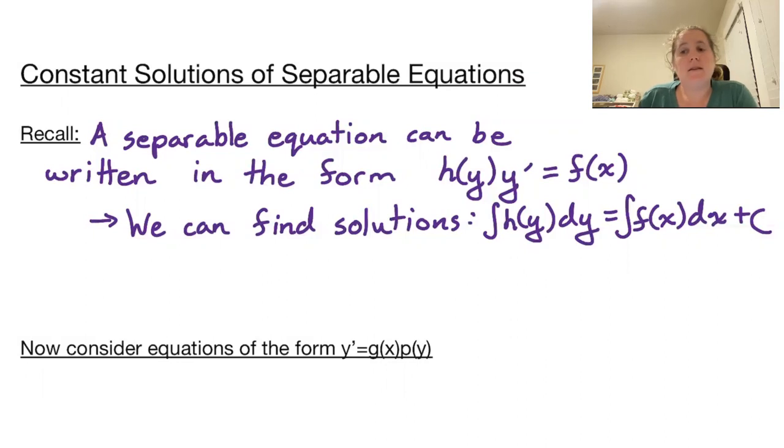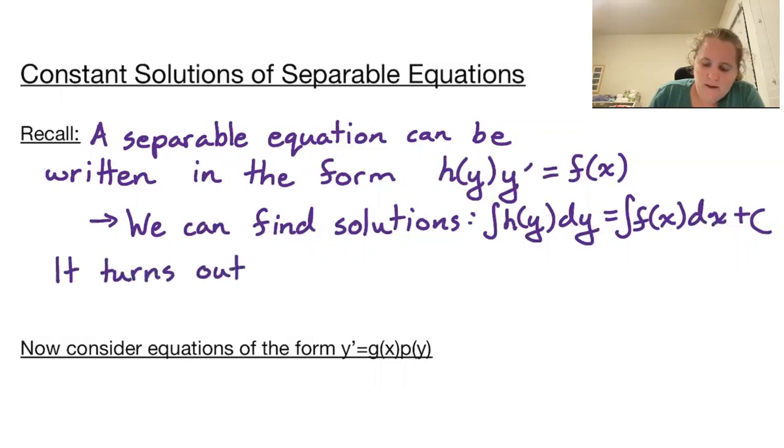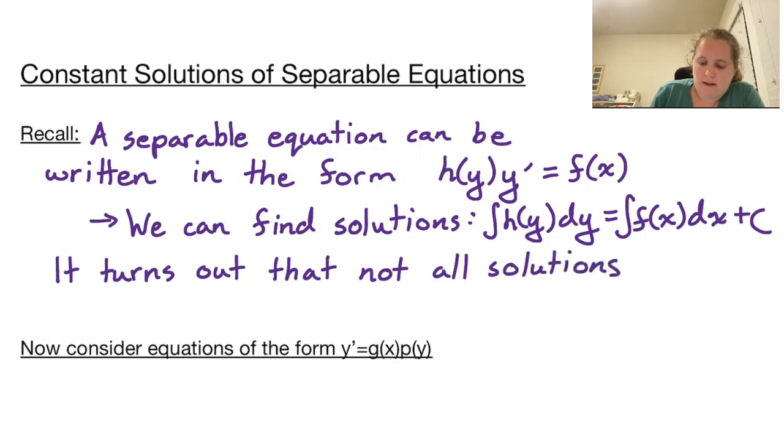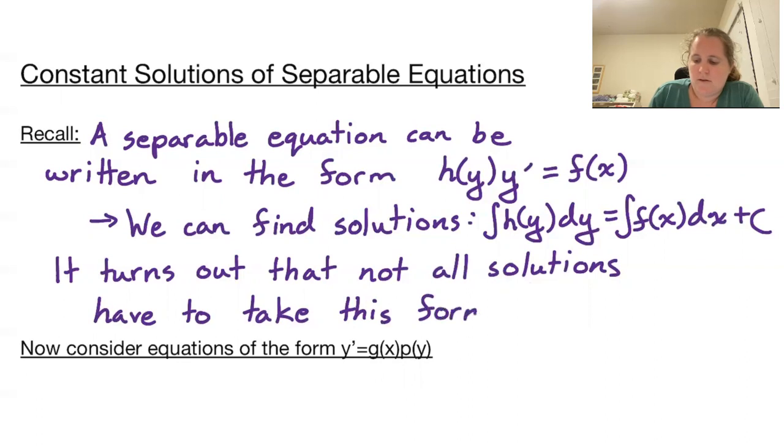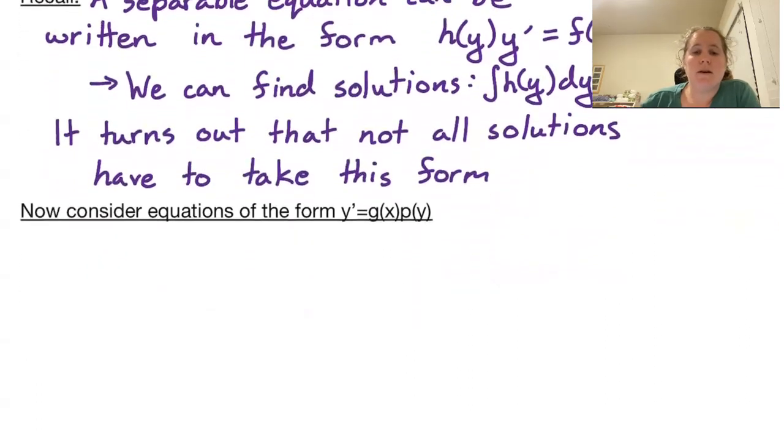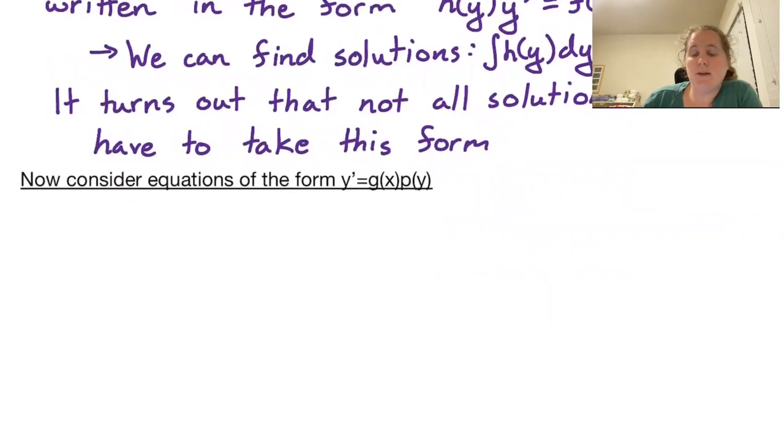It turns out that not all solutions have to take this form. So we're going to consider a special case. Let's go ahead and look at equations of the form y prime equals g of x times p of y. Right? So y prime equals g of x times p of y.